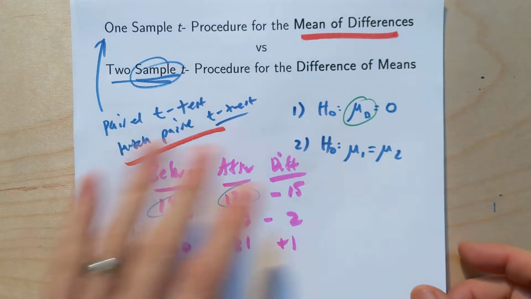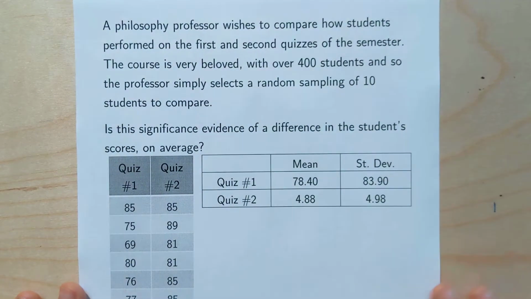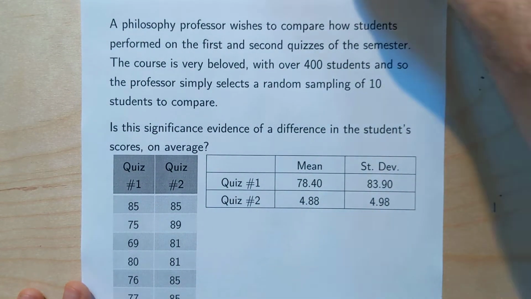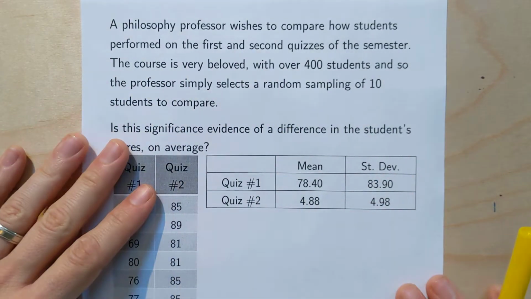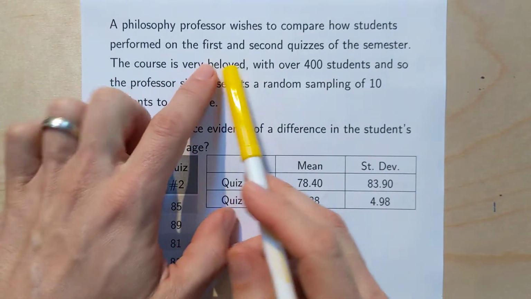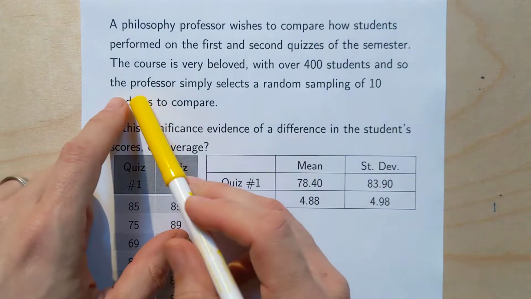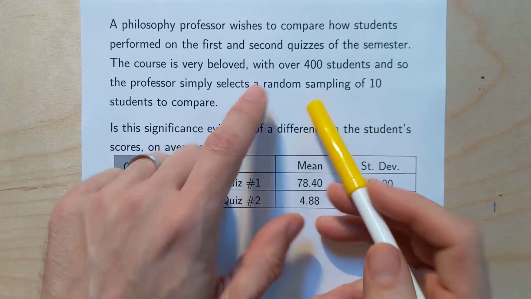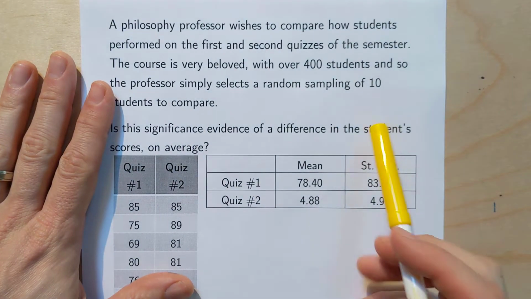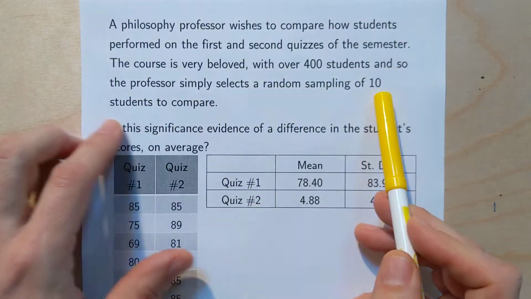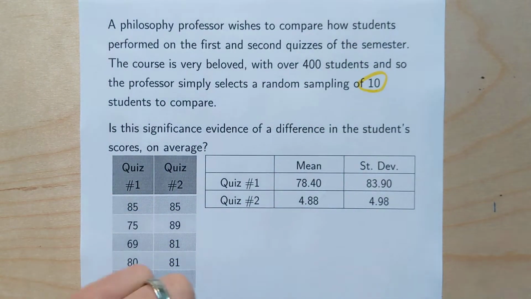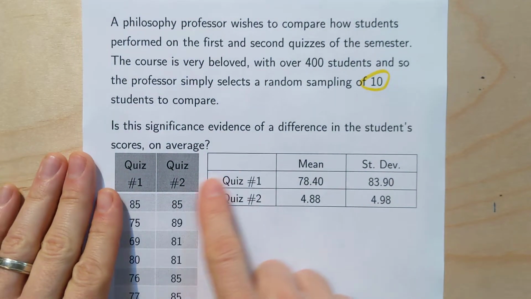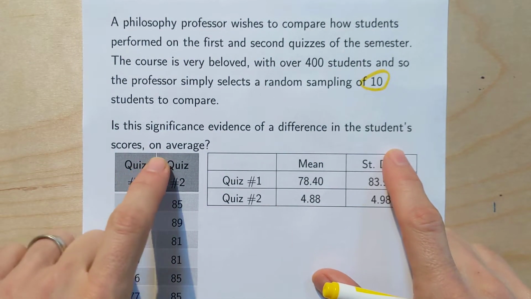So let's just look at a quick example where we try to see this in practice. A philosophy professor wishes to compare how students performed on the first and second quizzes of the semester. The course is very beloved with over 400 students, so the professor simply selects a random sample of 10 students to compare. Now, clearly this philosophy professor is a little lazy. A real mathematician would get bigger sample sizes. Is this significant evidence of a difference in the students' scores on average?